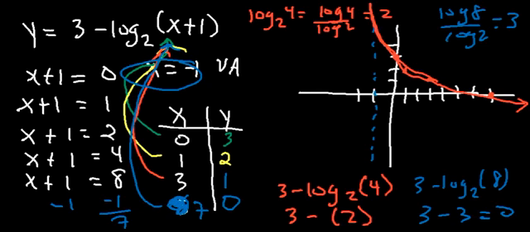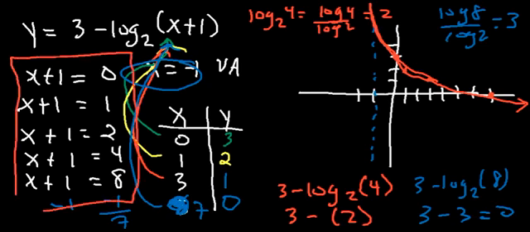So you can get as many points as you want, as long as you follow the trend. This is 2 to the 0, 2 to the 1, 2 to the 2, 2 to the 3. And then just do what we did.